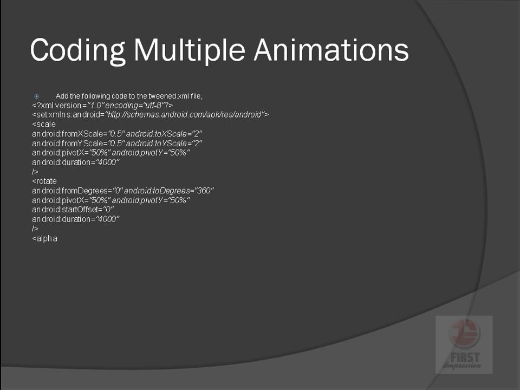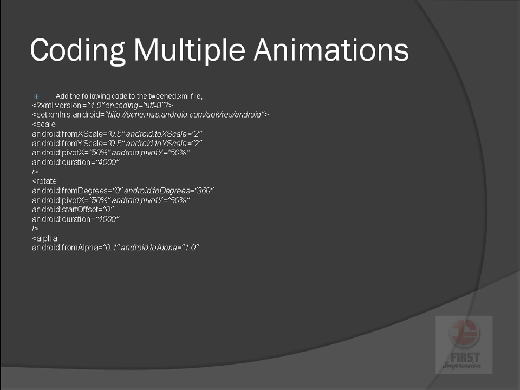Then we'll have the alpha animation. In alpha, we have to say from alpha and to alpha. From alpha indicates the starting transparency level of the control. To alpha indicates the ending transparency level of the control. In our case, at the starting, we'll make the control 0.1 or 10% opaque. That is, the control will be 90% transparent.